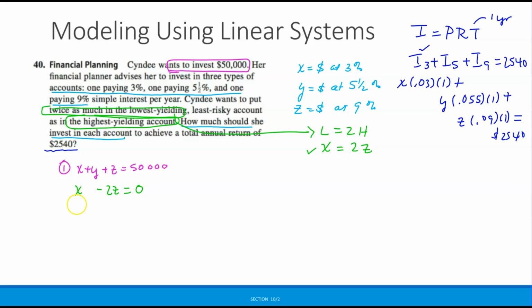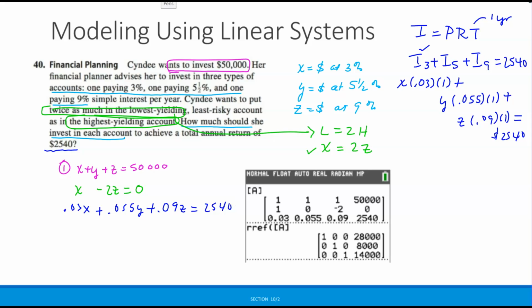Let me go ahead and clean that up over here. So we're going to say 0.03x plus 0.055y plus 0.09z is equal to 25.40.